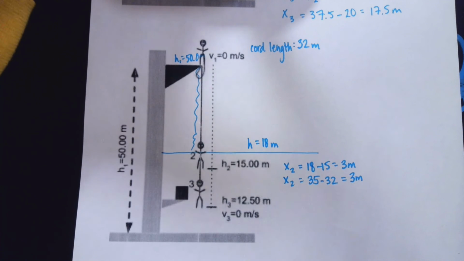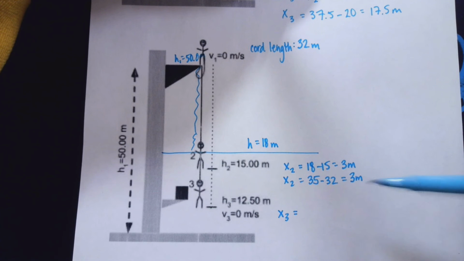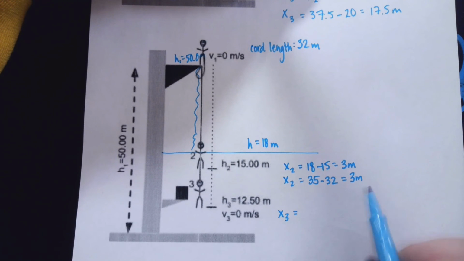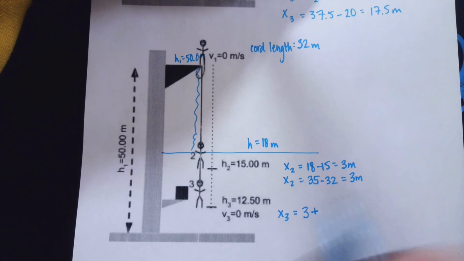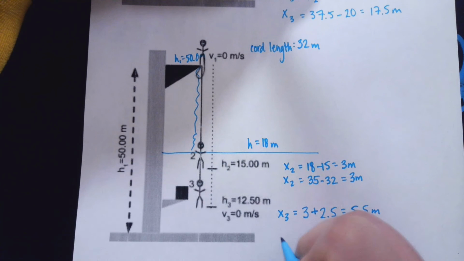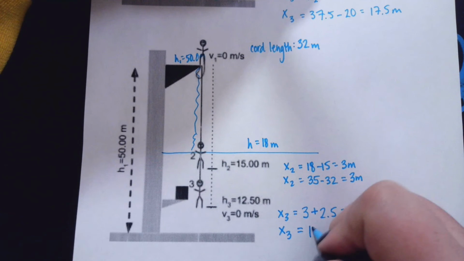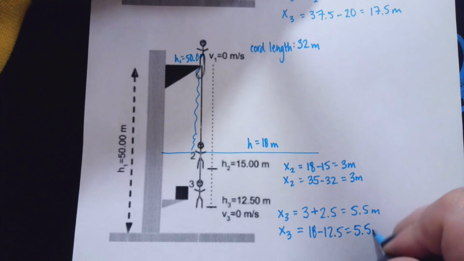So either way, for the last one, X3, again, there are 3 different ways to do this. If you know X2 already, you could say X2 is 3 meters, and it's going to have to stretch an additional 2.5, so that's 5.5 meters. If you didn't know X2, you could say the bottom of the cord is at 18. It needs to get down to 12.5. So 18 minus 12.5, that's also 5.5 meters.